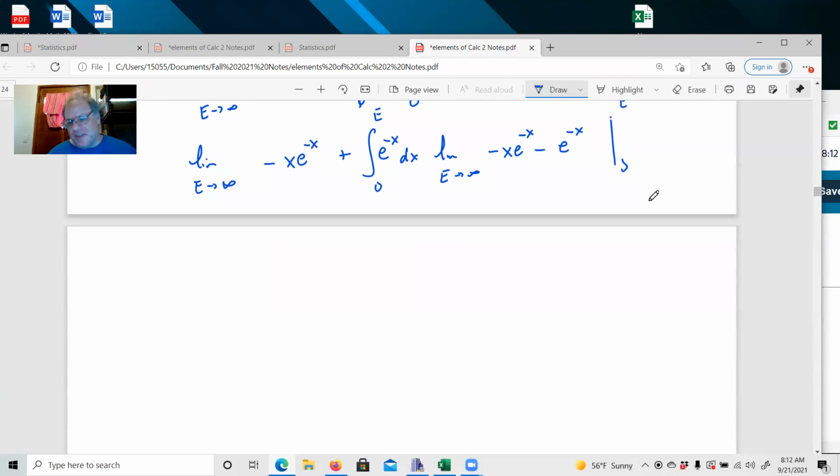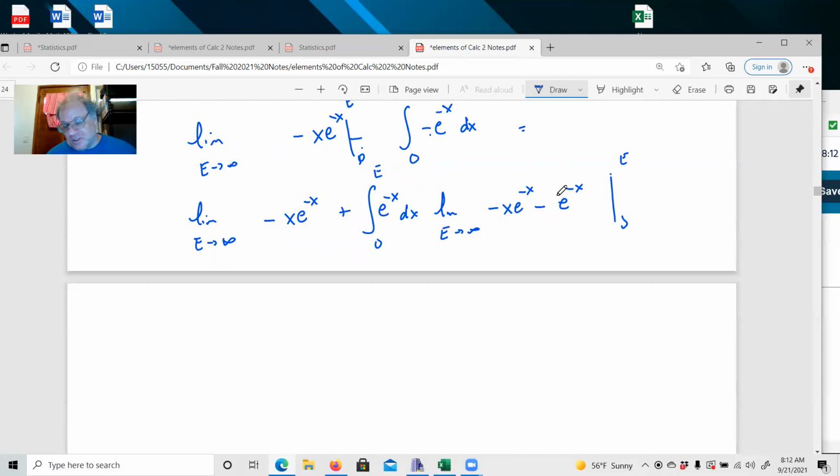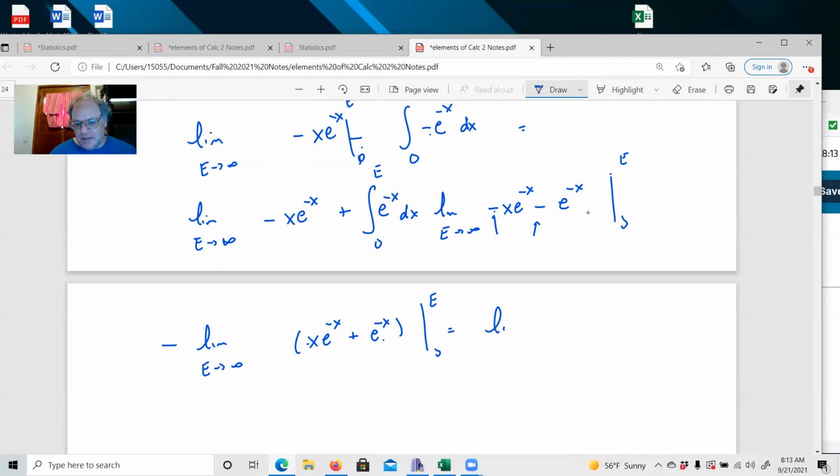So now we get to deal with the algebra and the arithmetic, right? Actually, there is one little bit of calculus we're going to have left here, but let me show you what that's going to look like. So we have negative limit as e goes to infinity. I pull out a negative, right? So that is x e to the negative x plus e to the negative x. I pulled a negative out of each of these terms, so they swap the sign. And then we're going from 0 to e. Let's swap the limits of integration.